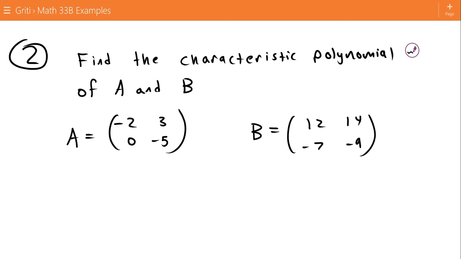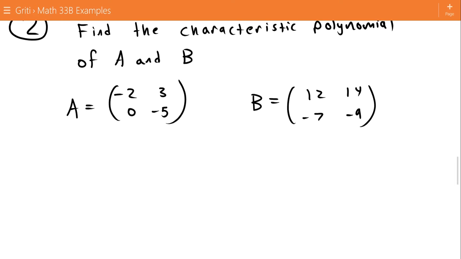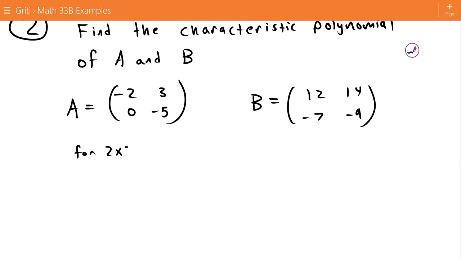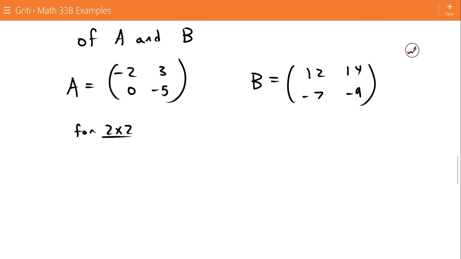Number two, we want to find the characteristic polynomials of A and B. So to find the characteristic polynomial, what we can do is look at A minus lambda I, take the determinant of that, set that equal to 0, and multiply everything out. But for 2 by 2 matrices, we can use the following formula.